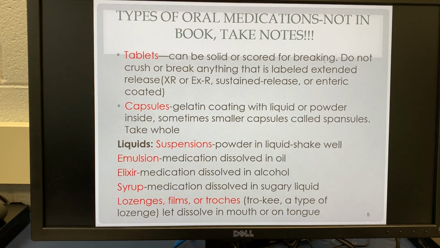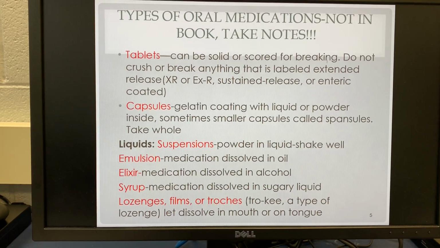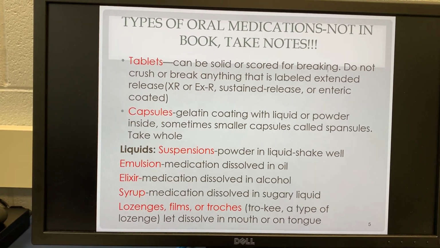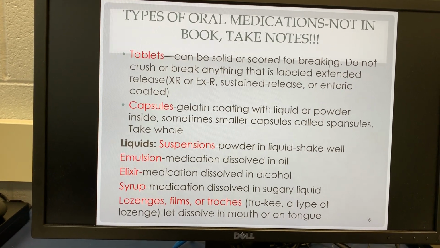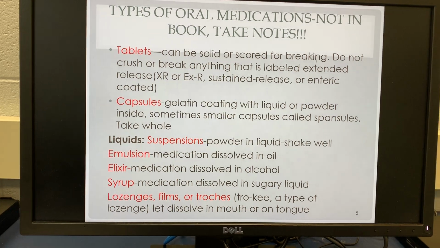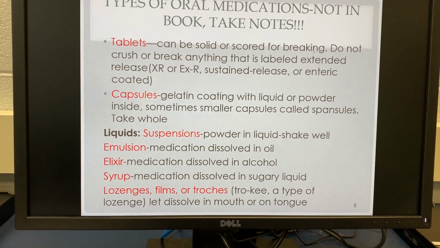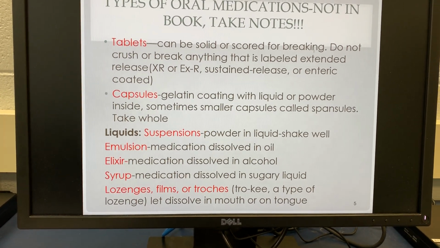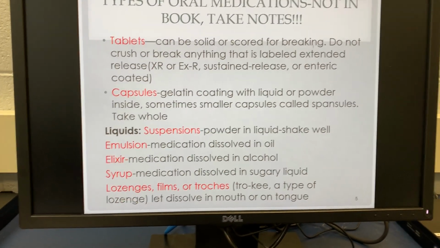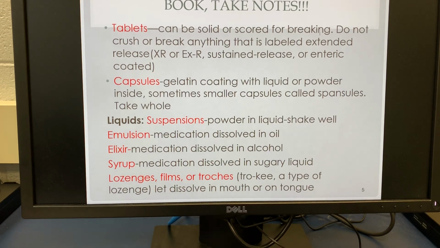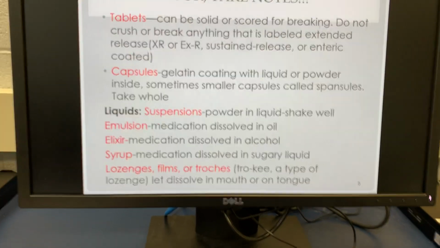Capsules, these are gelatin tablets. They are either kind of gel-like, filled with liquid, or sometimes they will be the kind of little capsules you can pull apart with powder inside. The little tiny smaller capsules are called spansules because they're designed to break down over a certain span of time, and you want to take these whole if you possibly can.